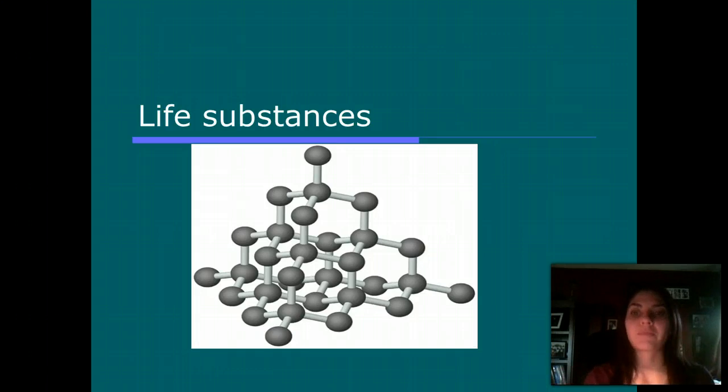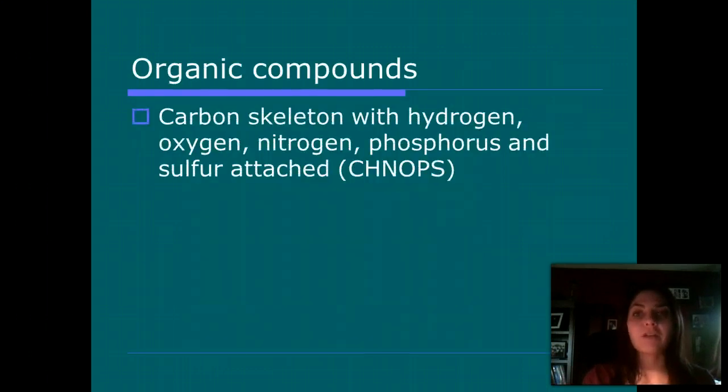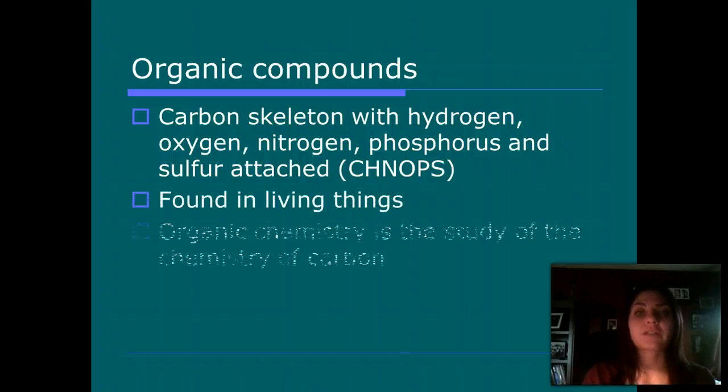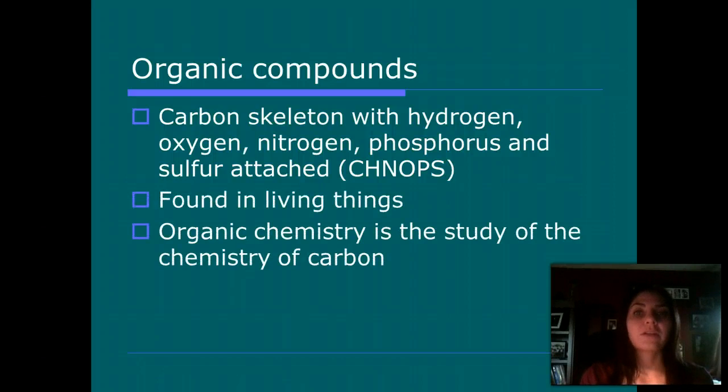C for carbon. We also have quite a few other elements that help compose living organisms. So anything that has carbon in it is considered to be organic, meaning that it is of life. So we have a carbon skeleton with hydrogen, oxygen, nitrogen, and phosphorus, as well as sulfur that can be attached. And the acronym for that is CHNOPS. That's one of the ways that you can remember all of the elements that help compose living organisms.